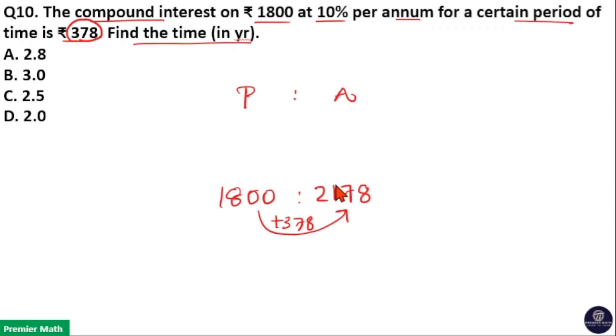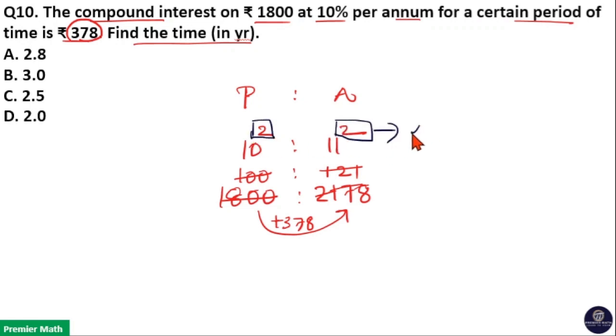Now take the ratio between these two. 18 goes 100 times in 1800. 18 goes 121 times in 2178: 18 goes 1 time in 21, remaining 3. 18 goes 2 times in 37, remaining 1. 18 goes 1 time in 18. Now 100 is to 121 is equal to 10 square is to 11 square. Now power is 2. That means number of years is equal to 2 here. So option D is your answer.